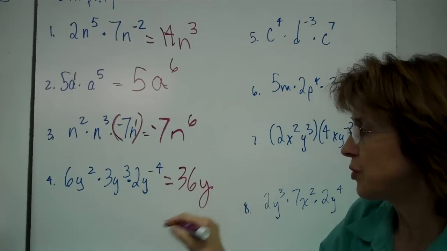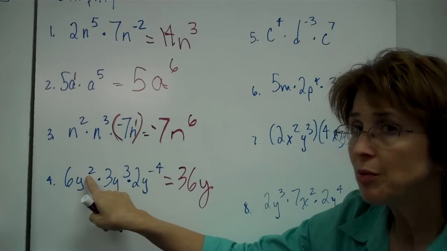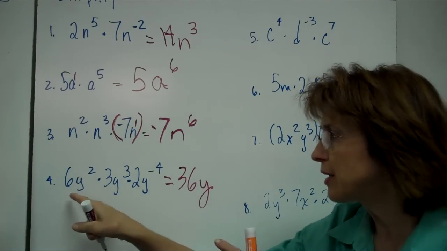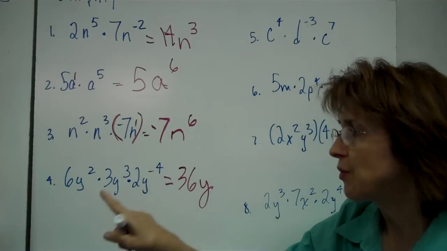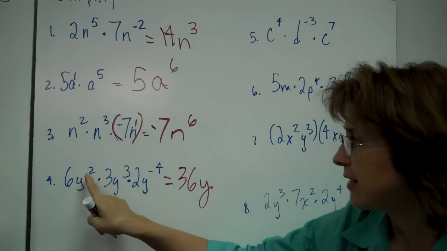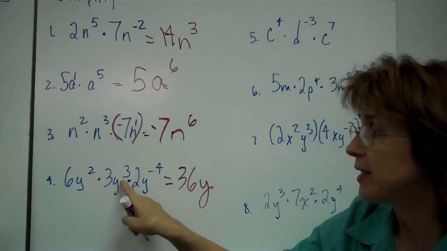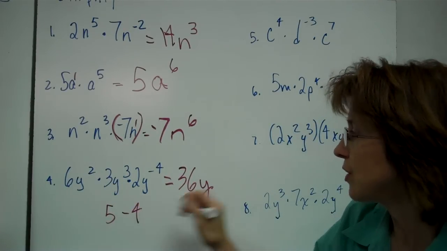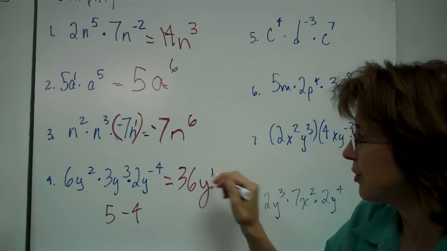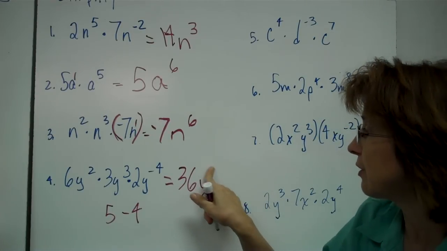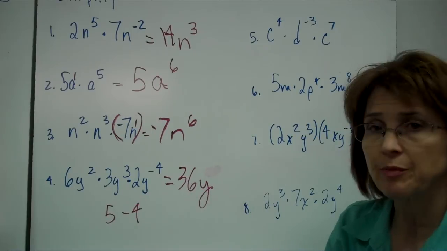I've got my base, which is y. Now remember, don't multiply the exponents. You're going to be so used to multiplying because you just multiplied the coefficients that you want to make sure, oh no, the exponents I have to add. So it's 2 plus 3 is 5, and then 5 minus 4 is 1. So you could just leave it like this, or you could put the 1 there. But the simplest way to write it would be just without the exponent there.